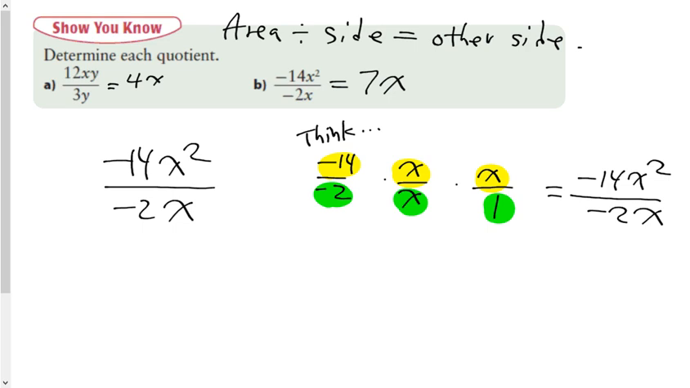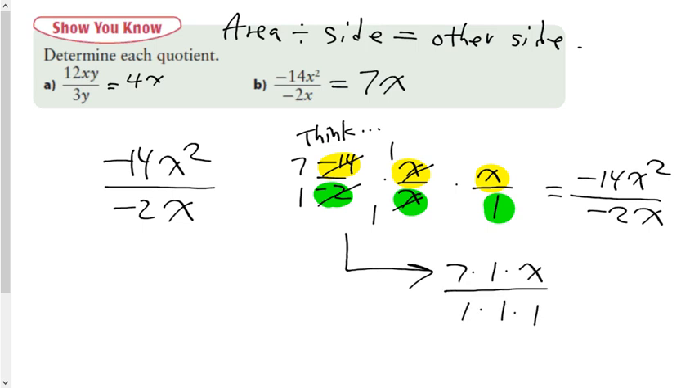But you're considering this and you're thinking, okay, so negative 14 over negative 2 will reduce down to 7 over 1, right? Or positive 7 over a positive 1. X over x will reduce down to 1 over 1, and the other x over 1 won't reduce down. So this would become 7 times 1 times x over 1 times 1 times 1, which is simply going to give me 7x over 1, which is just 7x, which is the answer we got when we did it with modeling, right?